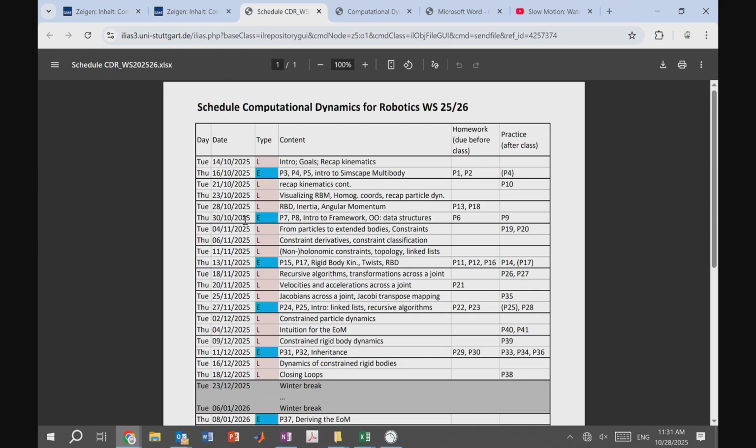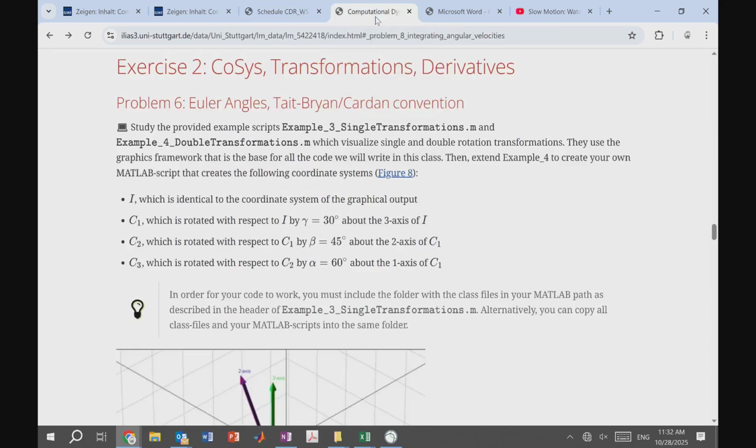Where are we? Here, right? This is us. We have an exercise on Thursday, which means homework. And the homework is problem 6. And problem 6 basically tells you to go through 2 example scripts that visualize single transformations and double transformations. So all we're going to do is draw coordinate systems on a screen, and you get a bunch of object-oriented MATLAB code that draws coordinate systems onto the screen.